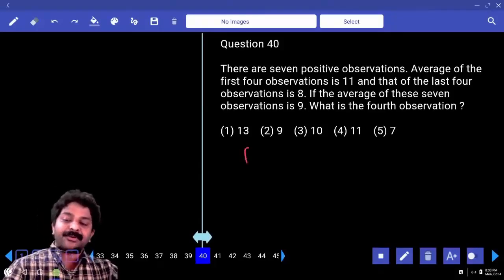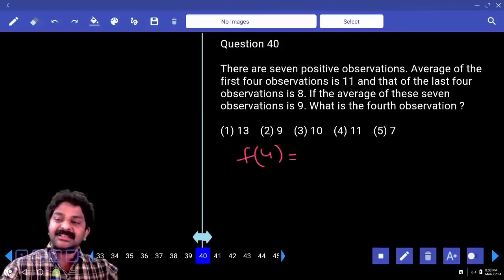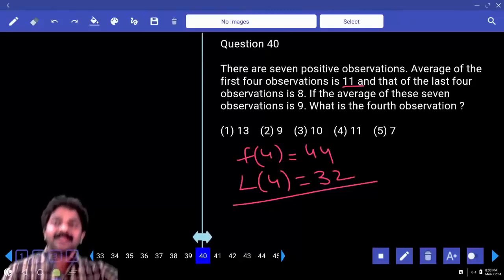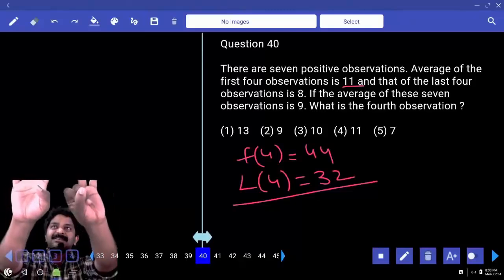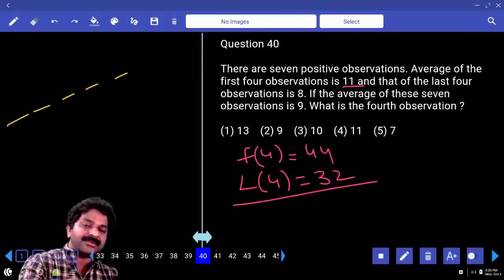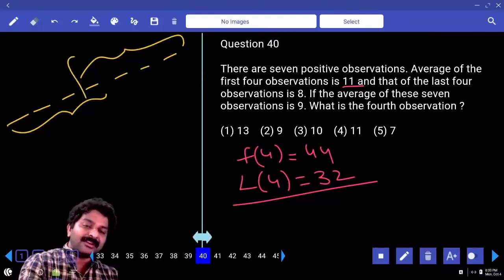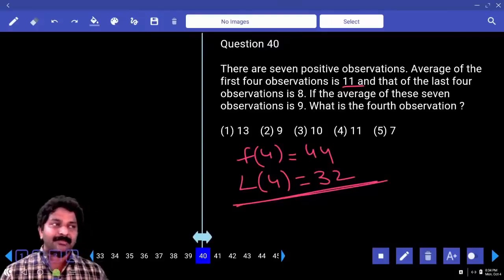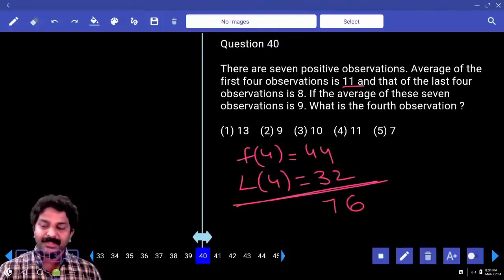Okay. First 4 numbers average is 11, then sum is 44. Last 4 numbers average is 8, sum is equal to 32. So how many numbers are there? 4 plus 4? So out of 7 numbers, first 4, 1, 2, 3, 4, 5, 6, 7. First 4 and last 4. So here the fourth number is repeating, right? So when you add both, 4 numbers and 4 numbers, your sum is equal to 76.